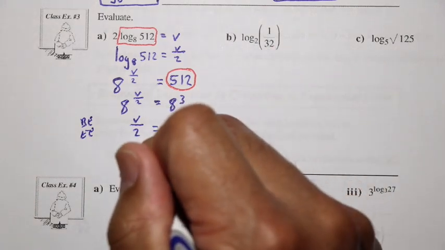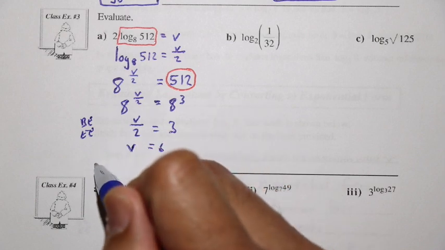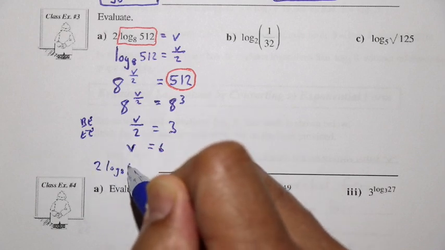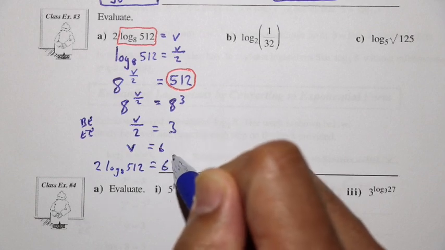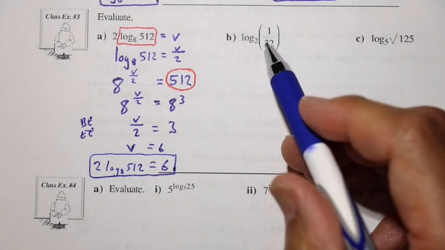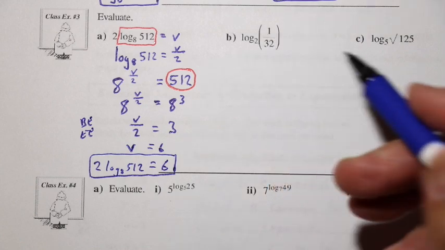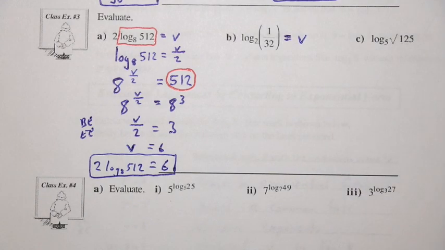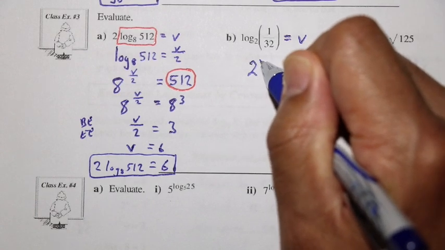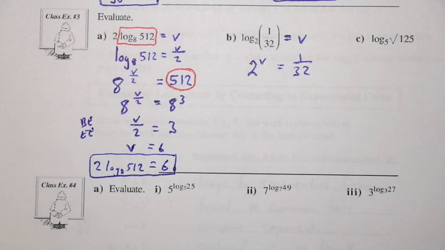We can say that v then is equal to 6. In that case, we can say that 2 log base 8 of 512 is equal to 6. In part B, we have log base 2 of the fraction 1 over 32. And so we want to evaluate that. We can say it's the unknown value v. And change to exponential form, we have 2 to the v is equal to 1 over 32.